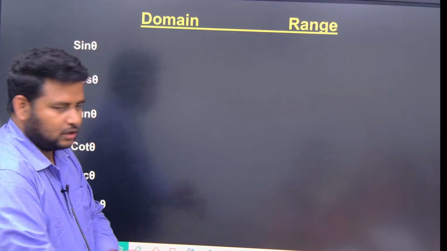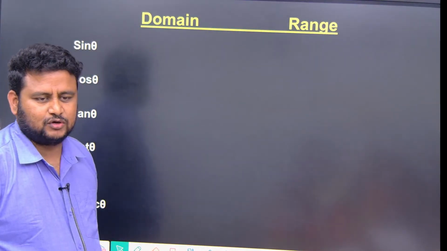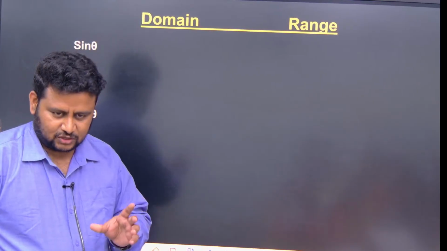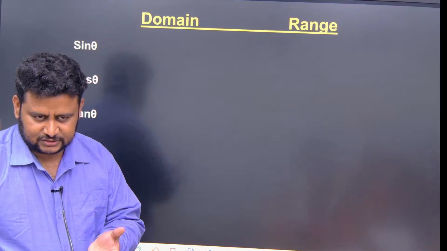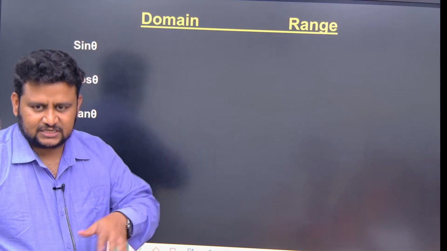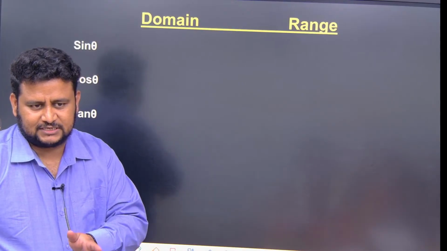Domain and range, which you already know, but let me revise it. Domain means if I write sin 30 is equal to 1 by 2, that 30 degree is called what? Domain. And 1 by 2, which I have highlighted, is range. But when it comes to inverse, that will be transposed: what is range will become domain and domain will become range, that is vice versa.